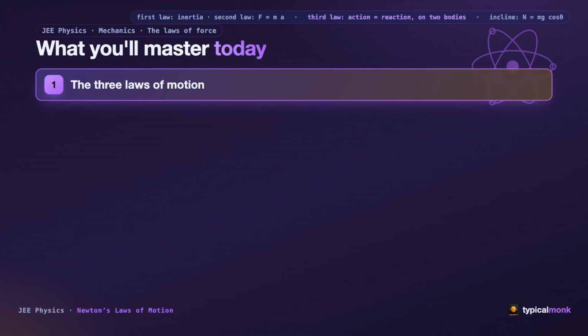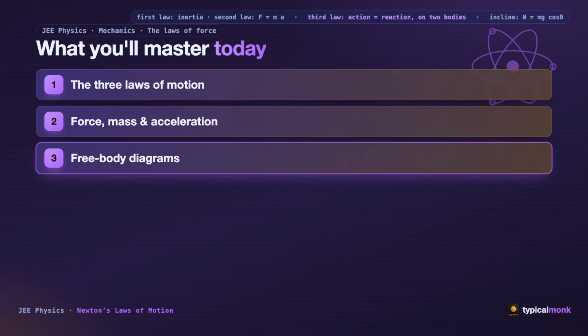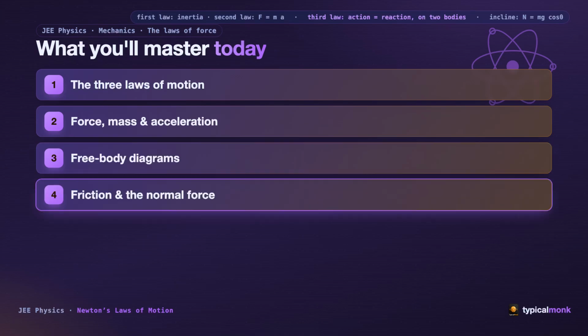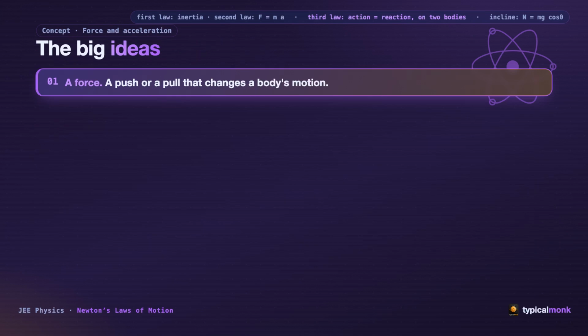Here is what you will master today. First, the three laws of motion. Second, force, mass, and acceleration. Third, free body diagrams. Fourth, friction and the normal force. And fifth, the inclined plane. One idea at a time. Let us set the foundation.